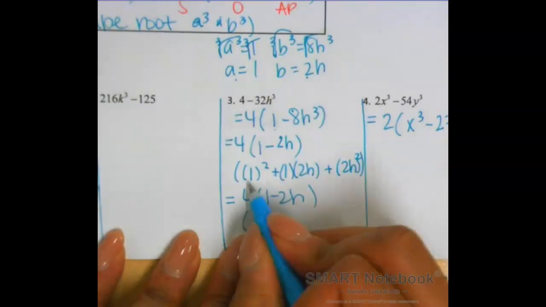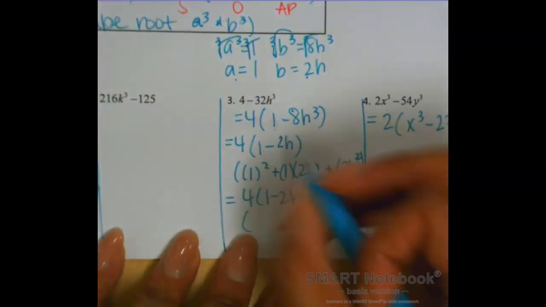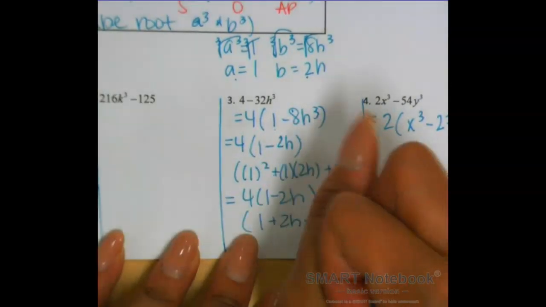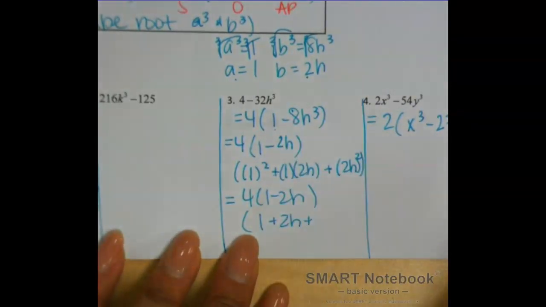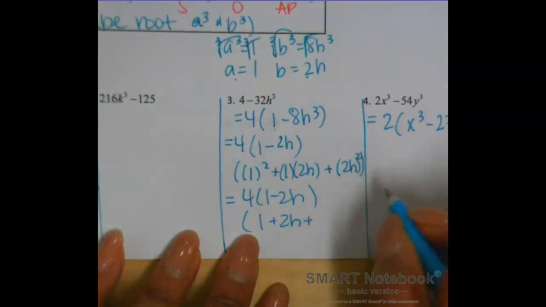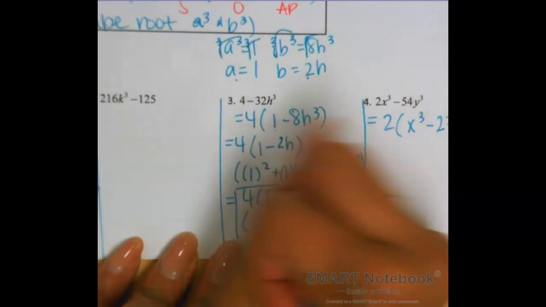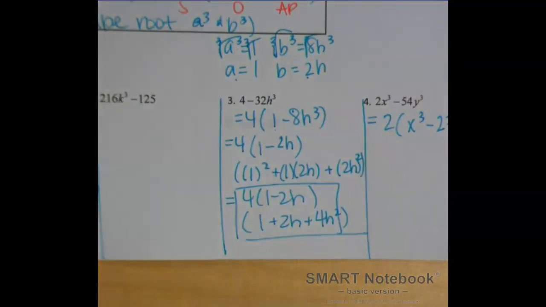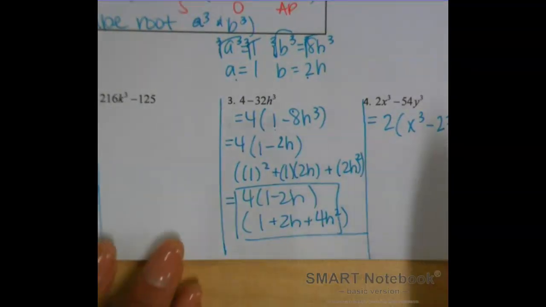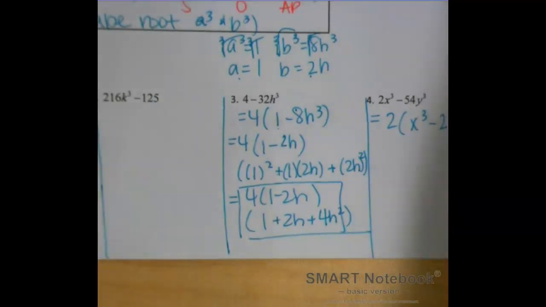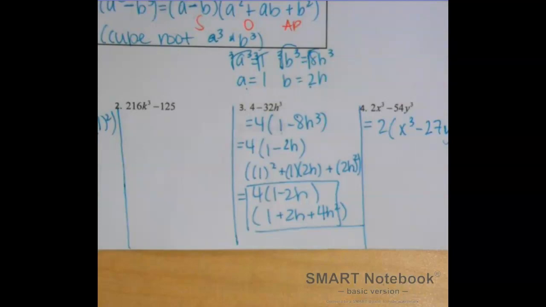All right, let's see what that bottom part's going to look like, that trinomial. 1 squared is just 1. 2 times h is positive 2h. Don't forget your signs. Make sure you're keeping track of them. And then 2h squared is going to turn into 4h squared. Be careful with those, guys. So right now, I'm going to give you guys about 4 minutes, and I want you to do questions 2 and 4.